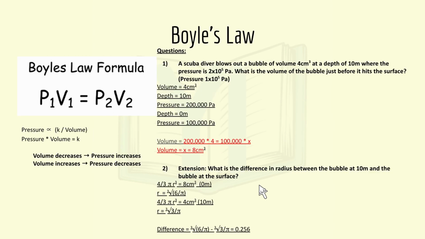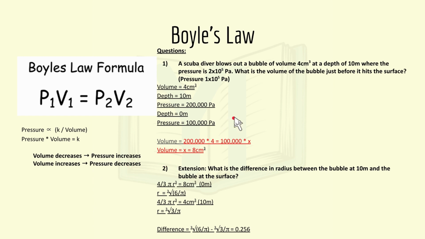And lastly, we have Boyle's law, which involves pressure and volume. Pressure is directly proportional to K over volume. So pressure times volume equals K. Or another way, pressure is inversely proportional to volume. So for Boyle's law, we note that P1 times V1 equals P2 times V2. So as volume decreases, pressure increases. And if volume increases, pressure decreases, which is an inversely proportional relationship.